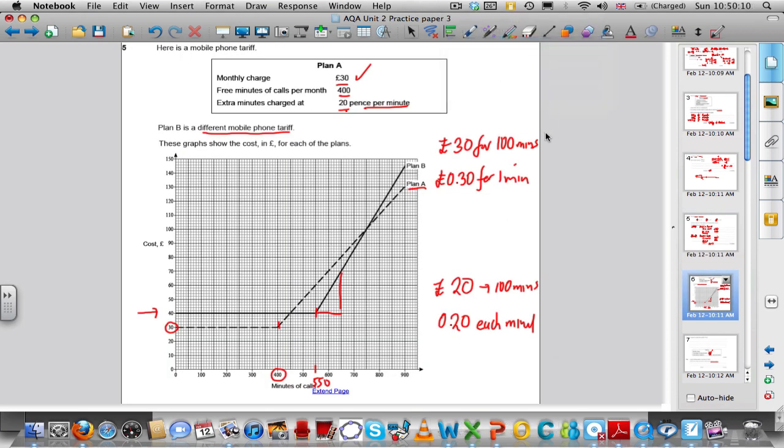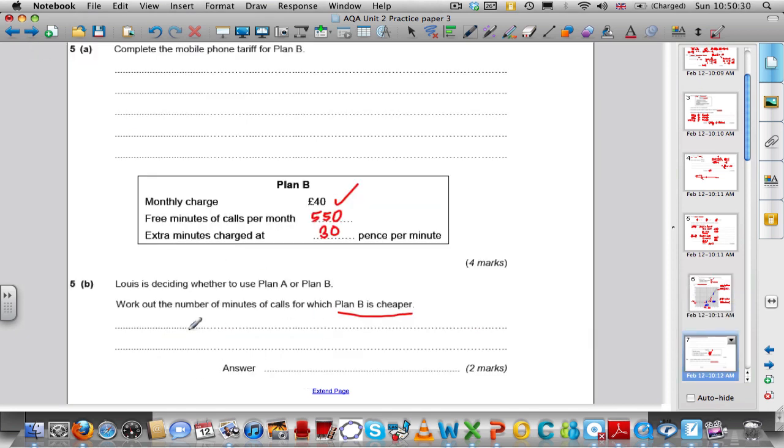Okay, so plan B is clearly cheaper where the line is below the line for plan A, so that must be between here and between here. So just reading off your graph, it's 450 here, and here is 750. So just reading off your graph, the number of minutes for which plan B is cheaper is between 450 and 750 minutes.